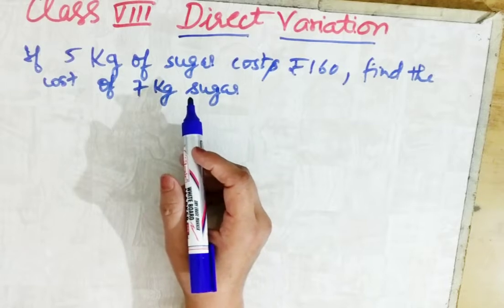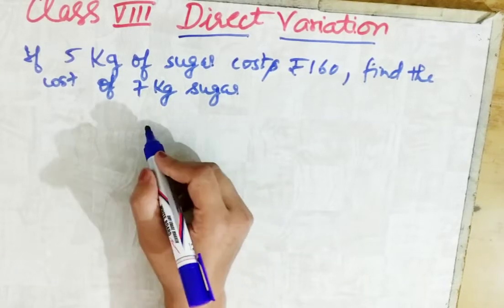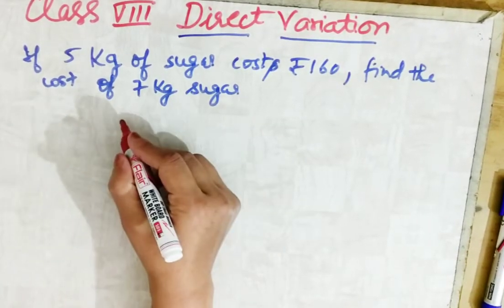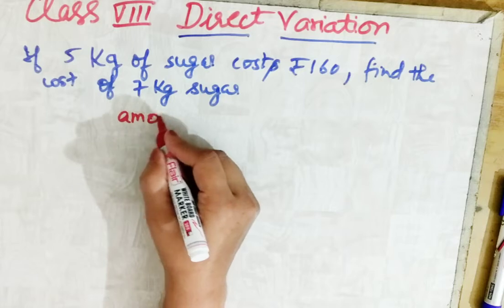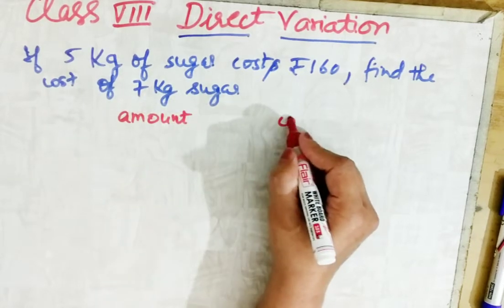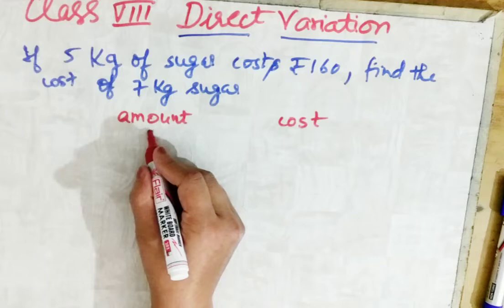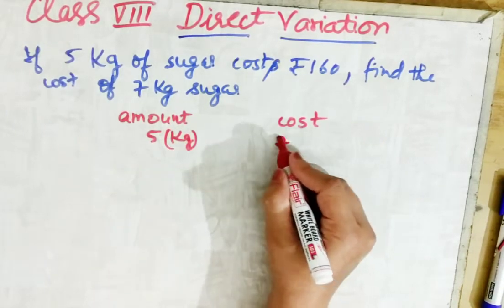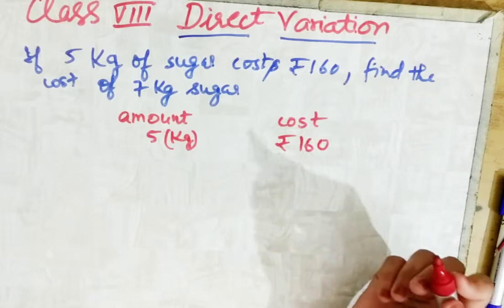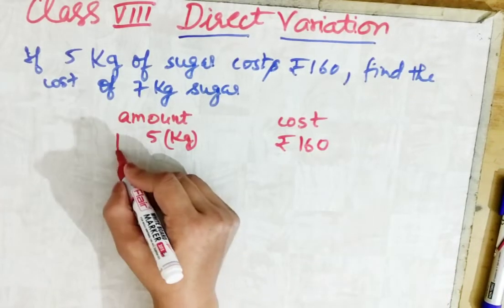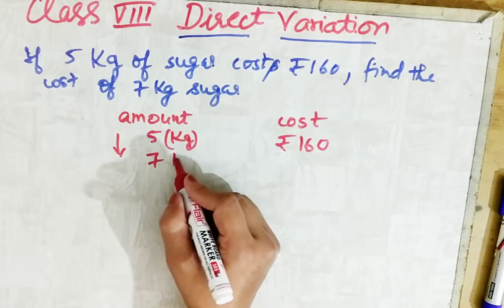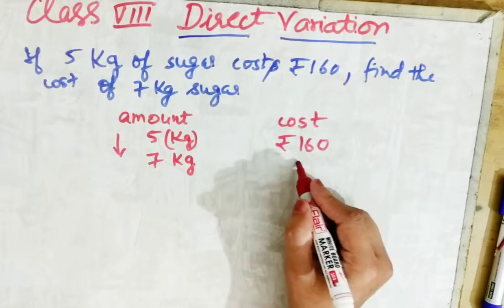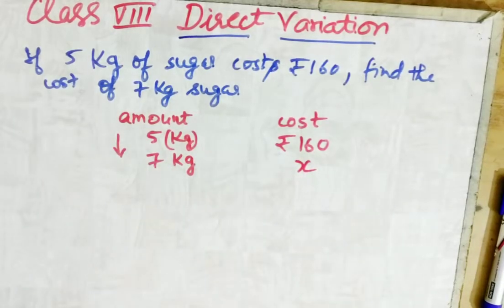what kind of variation it is. For example, see, I am writing sugar, the amount of sugar, on one side, and here I am writing the cost. The amount of sugar is 5 kg, then the cost is rupees 160. And if I am increasing the amount of sugar, I have to now buy 7 kg sugar, then it will be how much? Let this be X rupees.